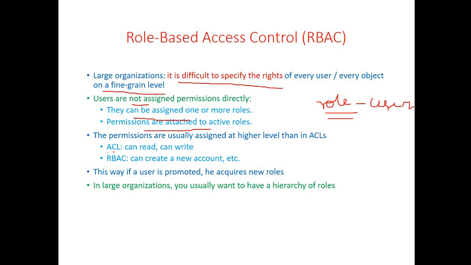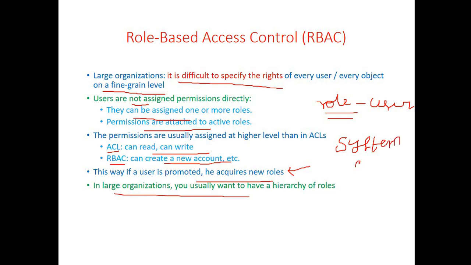Generally an access control list defines these permissions specific to an object, whereas role-based access control will create an account and define the access rights for the user roles. This way, if any user is promoted, then he will acquire a new role, and whatever access rights are defined for that new role can be provided to that user. So in a large organization, based on the hierarchy of the roles, the access rights can be defined. For example, the system administrator is the top level user in the hierarchy.